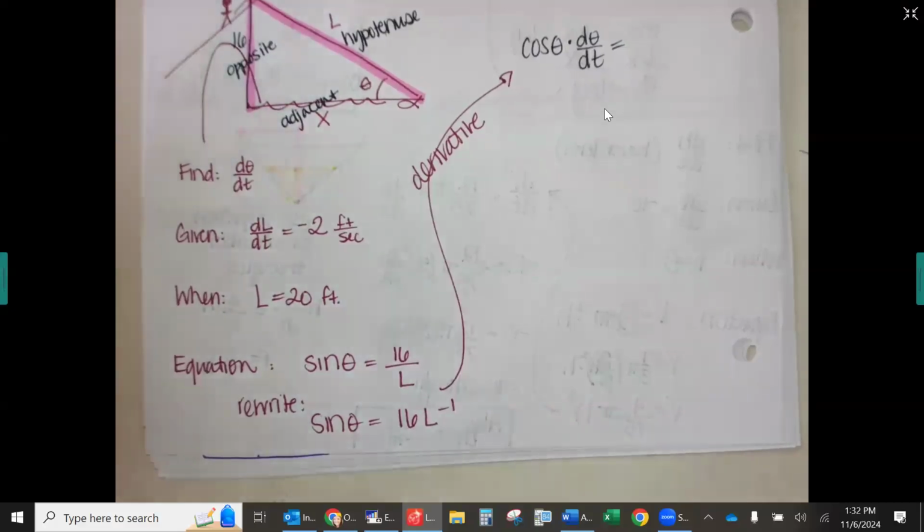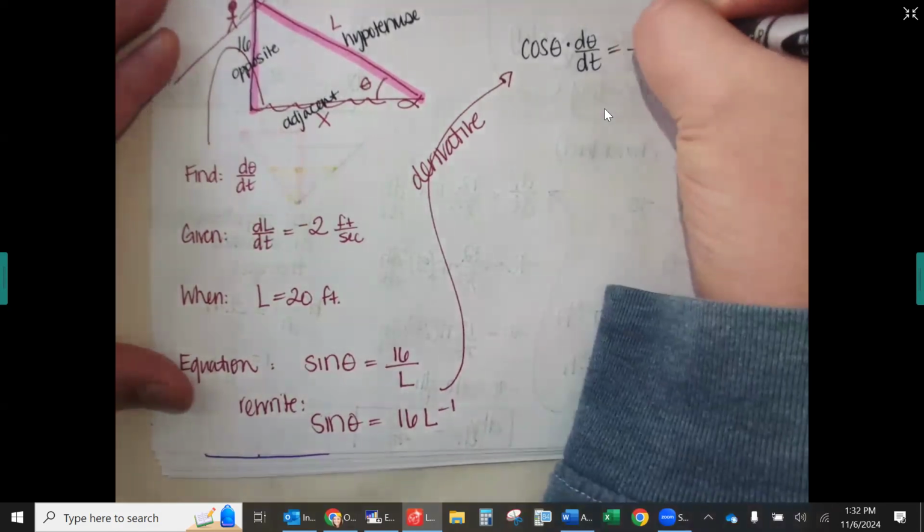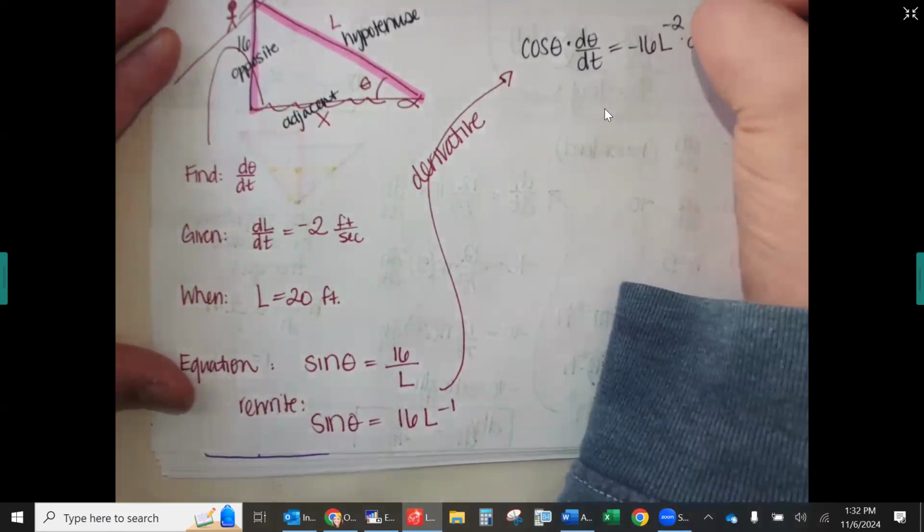Okay, now on your other side, it was 16L to the minus 1. We want to take the derivative. So the negative 1 is going to times down. What's in the front now? Negative 16L to the what? Negative 2 and then dL. Very good.